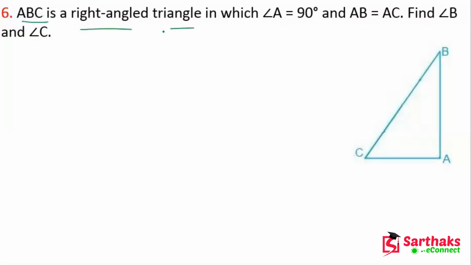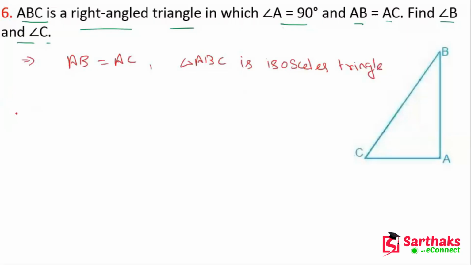ABC is a right angle triangle in which angle A is 90 degrees and AB is equal to AC. Now find angle B and angle C. Here AB is equal to AC, so we can say that triangle ABC is an isosceles triangle.